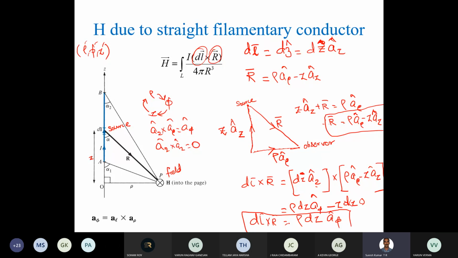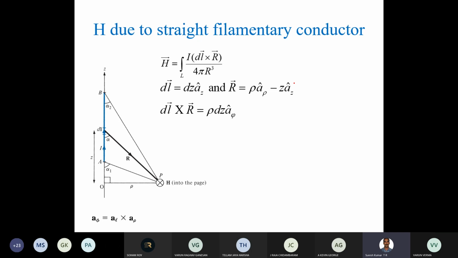So the numerator is ready. The denominator is what we need to find. We can take the r vector and its magnitude, which gives the square root of rho square plus z square. But we want to express it in terms of the angle alpha, and we don't want to keep z. Is it clear until this step? What we did so far is find the r vector equation, then dl vector, and the cross product.